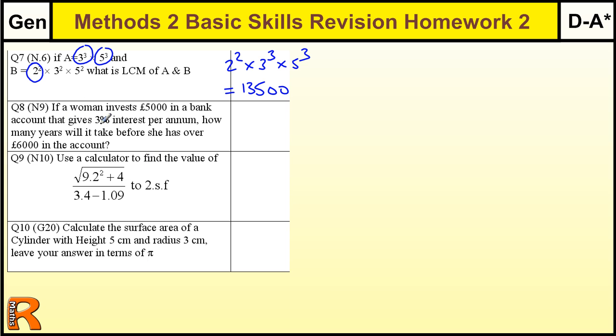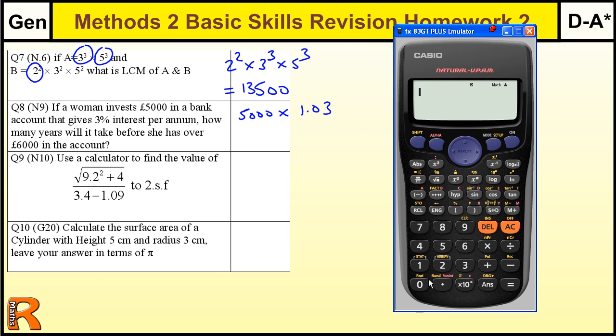A woman invests £5,000 in a bank account at 3% interest per annum. How many years would it take before she has over £6,000? Well, if we start with 5,000 and we increase by 3% each year, we are multiplying by 1.03. Bring a calculator in, we could do a neat little trick with this. If we put 5,000 and press equals to get our answer, take our answer and multiply by 1.03, that's after 1 year, 2 years, 3 years, 4 years, 5 years, 6 years, and 7 years.